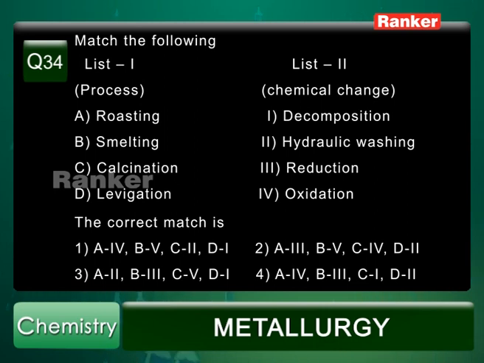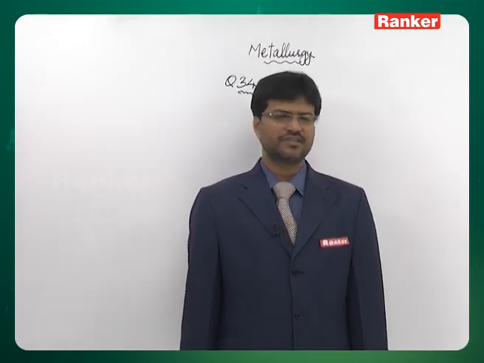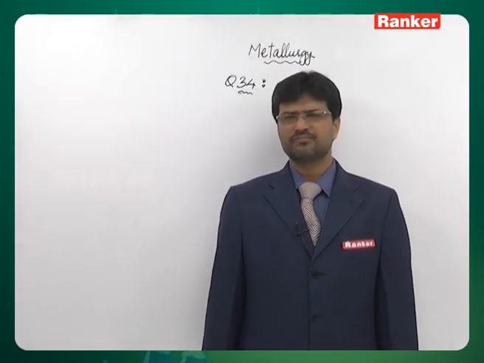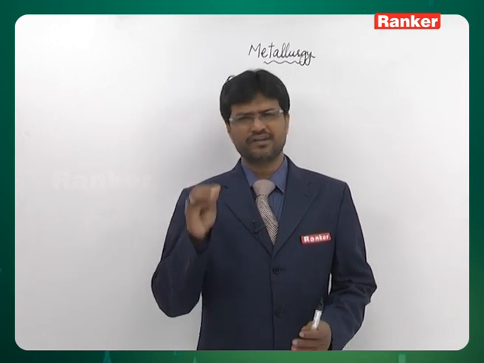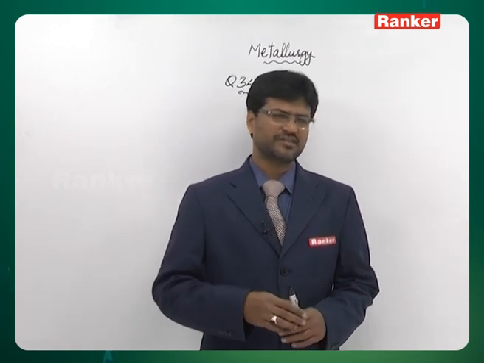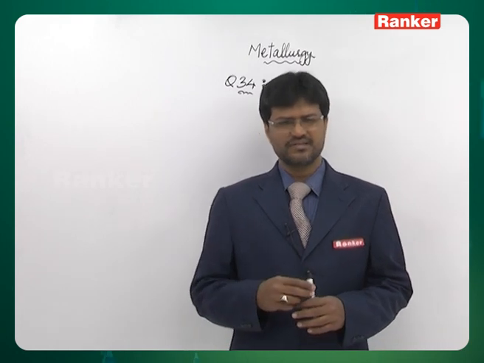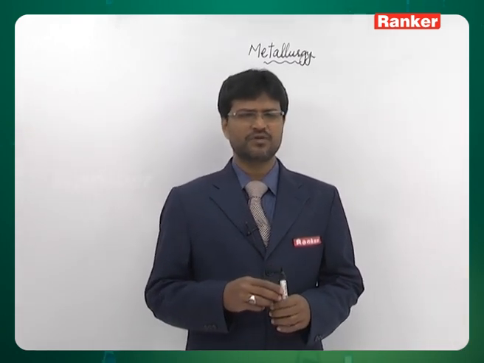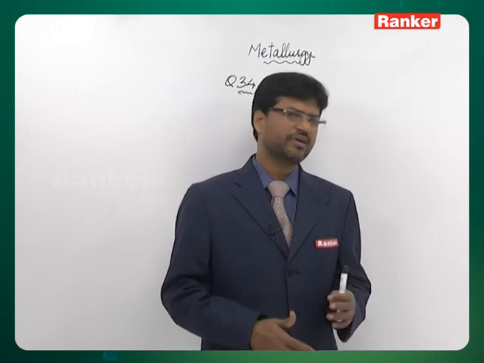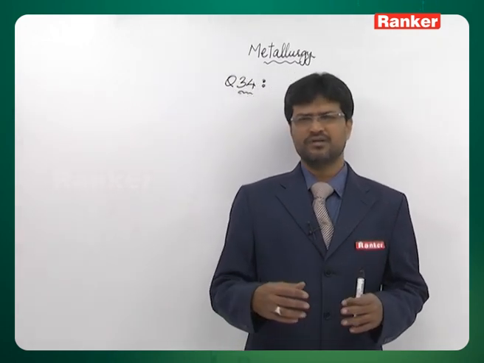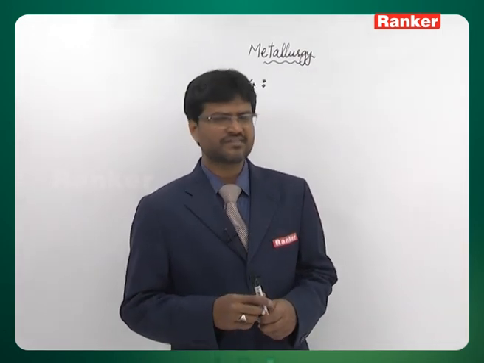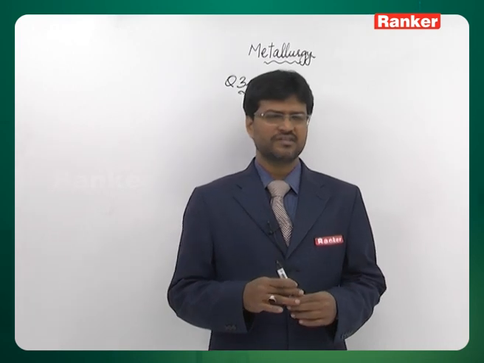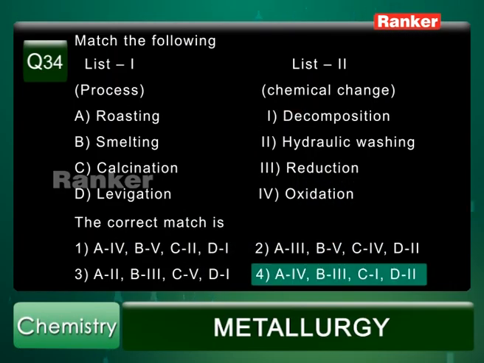See, roasting is a process which involves oxidation because roasting involves heating in plenty of oxygen, and smelting is a process which involves reduction because you mix the ore and the reducing agent and put it in the blast furnace, you do smelting, reduction takes place. And then calcination involves decomposition. If it is a carbonate ore, it is broken down into oxide. Levigation is nothing but hydraulic washing. So the correct answer is fourth option.